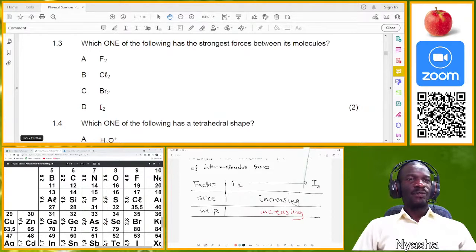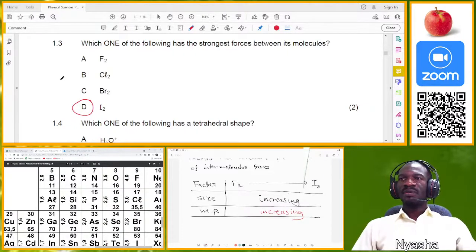Right. Let's have questions on this part. This is our question number 1.3. I just want to circle the answer so that you can also see it clearly on your side. So that's our value. Right, so those are the bonds.